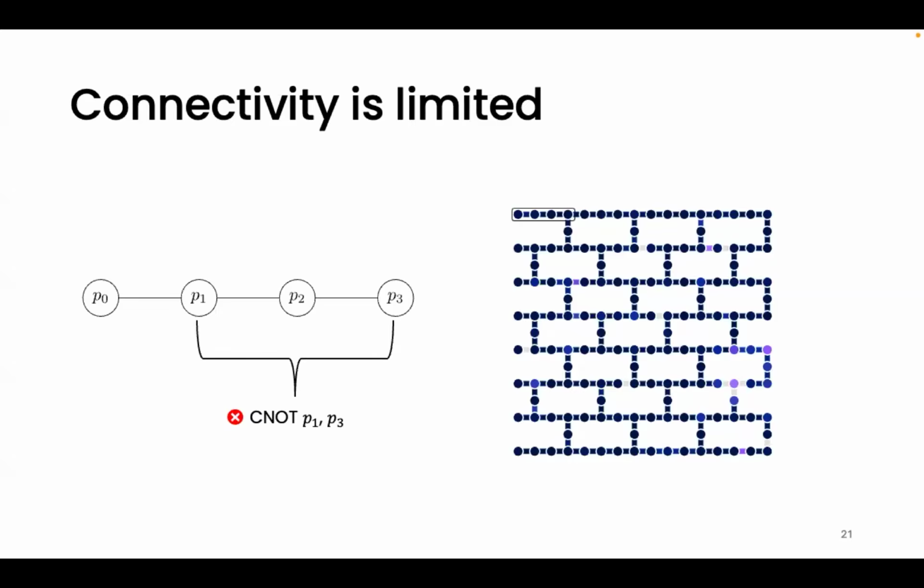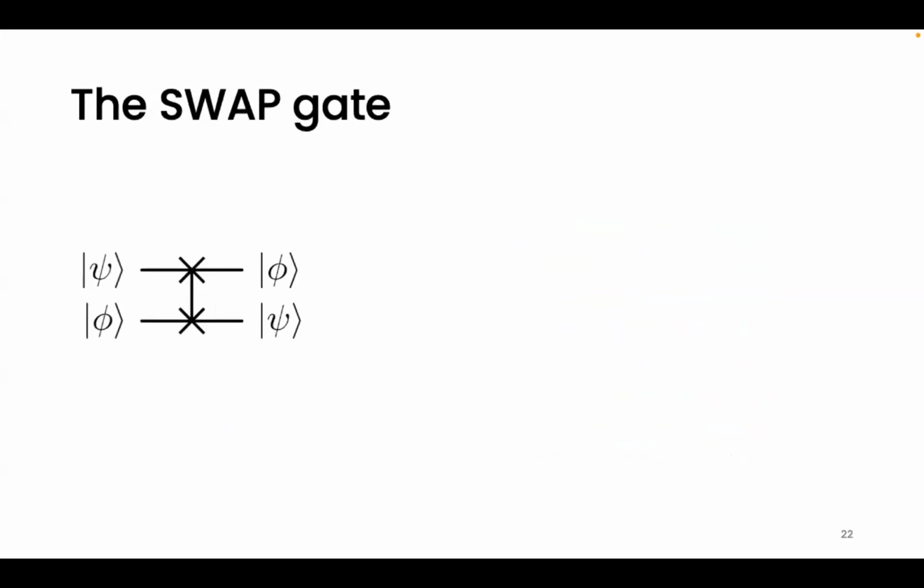So we might run into problems with this limited connectivity. If we zoom in on the top left corner of our device, suppose that we're interested in performing some CNOT gate between qubits P1 and P3. Well, we can't, because there's no edge between them. But we have a way around this, which is that we can insert swap gates. Swap gates, as the name suggests, basically swap two qubits. They take as input these two states, and as output, their positions have changed. So state 1 is now state 2, and 2 is now 1.